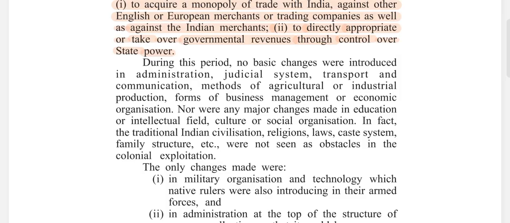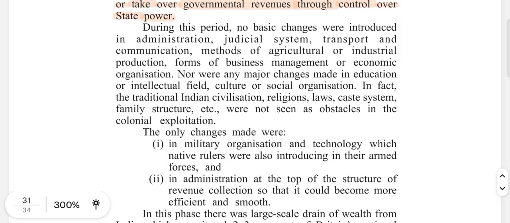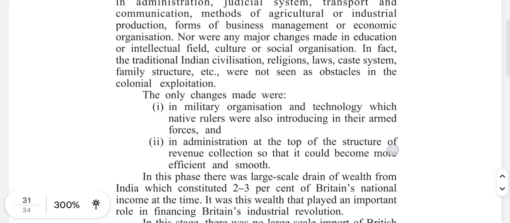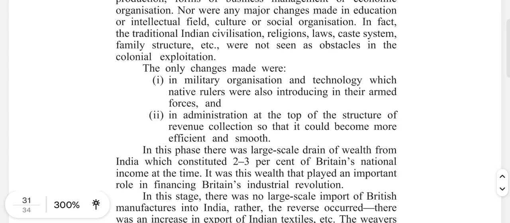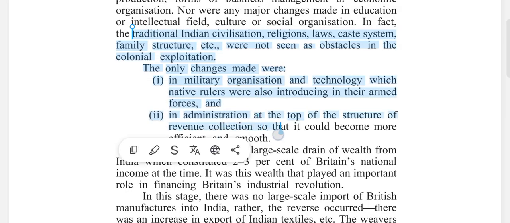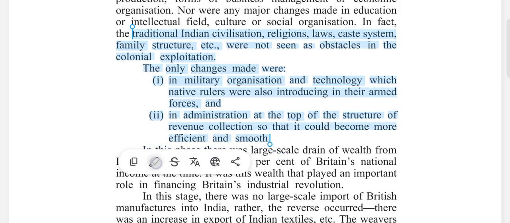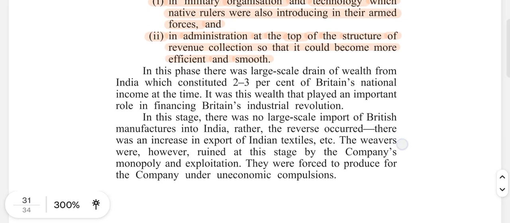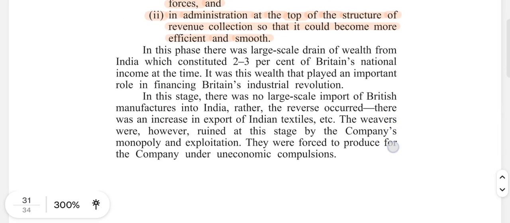During this period, no basic changes were introduced in administration, judicial system, transport and communication, methods of agricultural or industrial production, forms of business management or economic organization. Nor were any major changes made in education or intellectual field, culture or social organization. In fact, the traditional Indian civilization, religions, laws, caste system, family structure, etc., were not seen as obstacles in the colonial exploitation. The only changes made were in military organization and technology, which native rulers were also introducing in their armed forces, and in administration at the top of the structure of revenue collection, so that it could become more efficient and smooth.